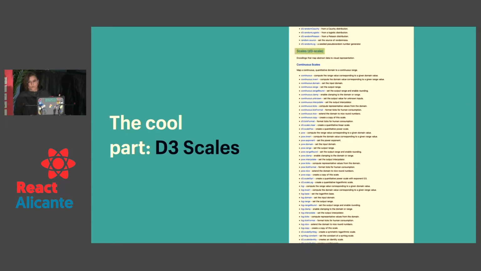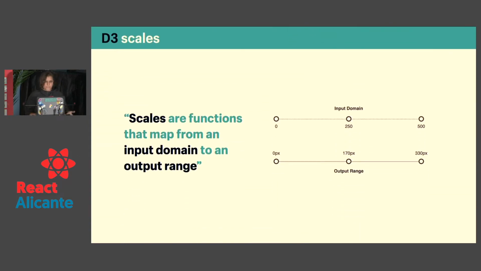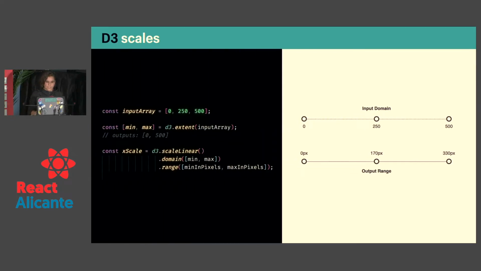A perfect example of the kinds of things that we are going to use from D3 is D3 scales. Scales are functions that map from an input domain to an output range. To give you a quick example of what exactly that means, suppose that we have a really simple data set, like that inputs array over there: 0, 150, and 500. And I want to map those numbers, that data source, to some positions on the screen. In this case, I'm mapping the data source to the horizontal position from left to right.